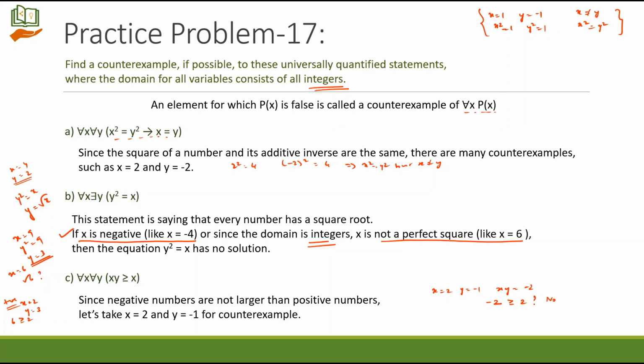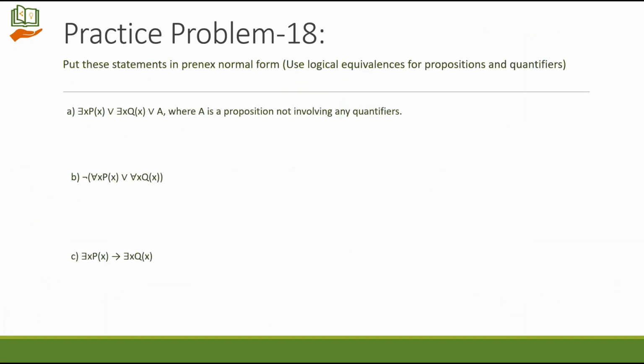But don't try to have negative numbers in both the places. Minus 2 into minus 1 will give you 2 ultimately and it will make it true. When you are giving a counterexample, it should actually make it false. So when you get objective kind of questions asking you to choose a counterexample, choose a set of values from the options which will make that particular expression false. Next problem and the final problem. Put these statements in Prenex normal form. Use logical equivalences for propositions and quantifiers.